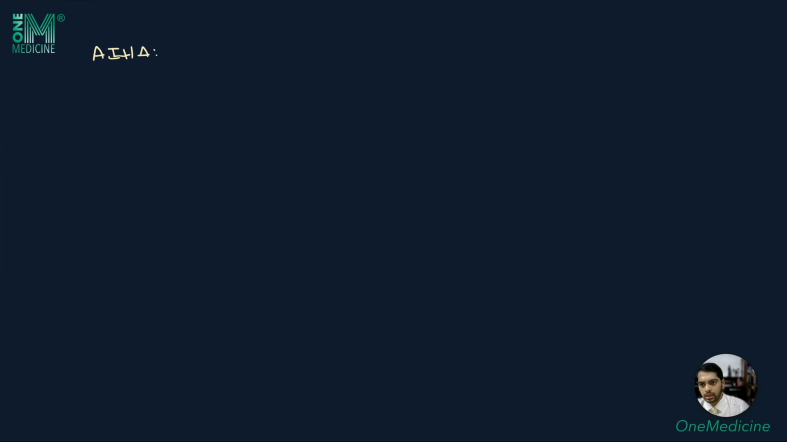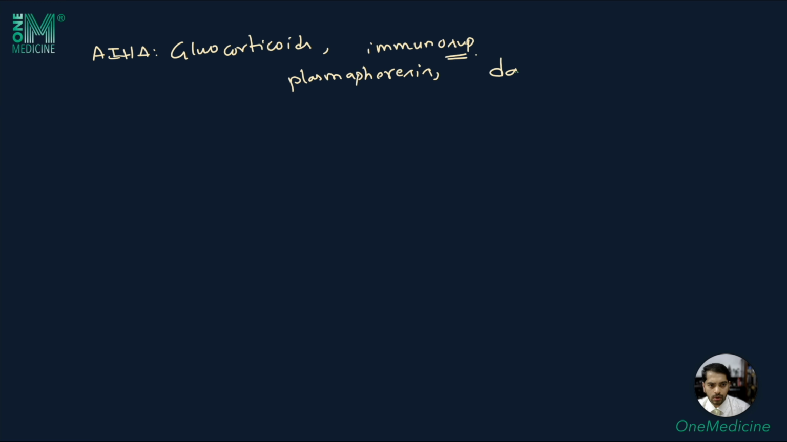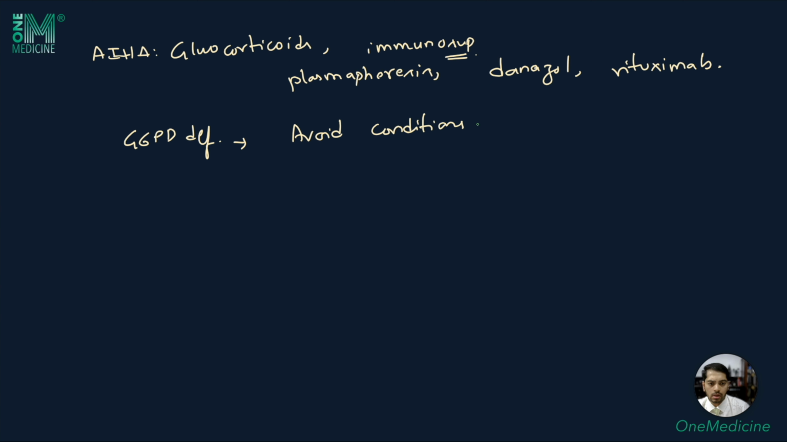Autoimmune hemolytic anemia can be treated with glucocorticoids and sometimes even immunosuppressive therapy can be used in case of failure to respond to glucocorticoids. Plasmapheresis, danazol, and even rituximab can be used. G6PD deficiency. Generally avoid conditions with oxidative stress and also avoid drugs that can induce G6PD deficiency.